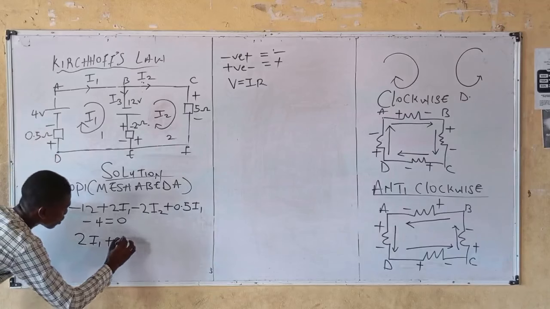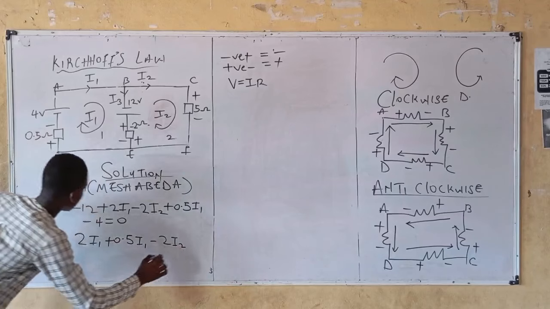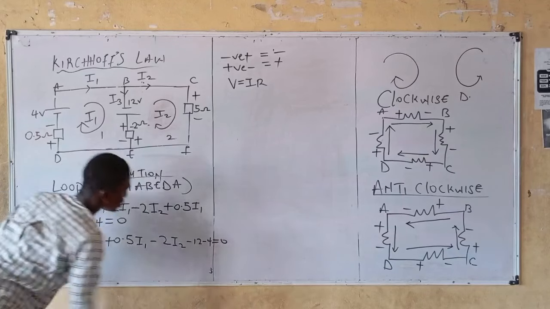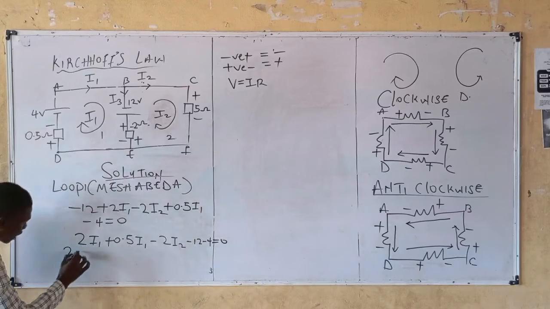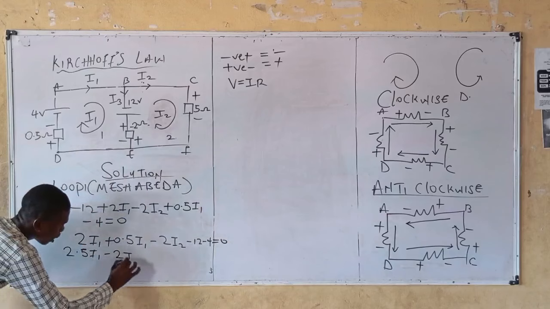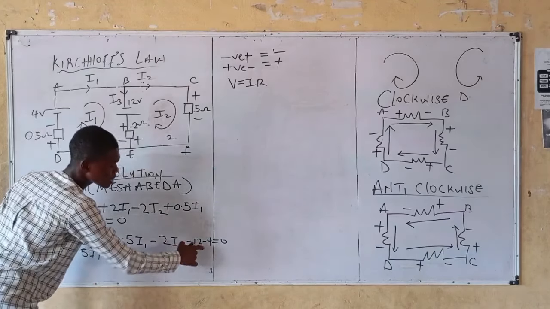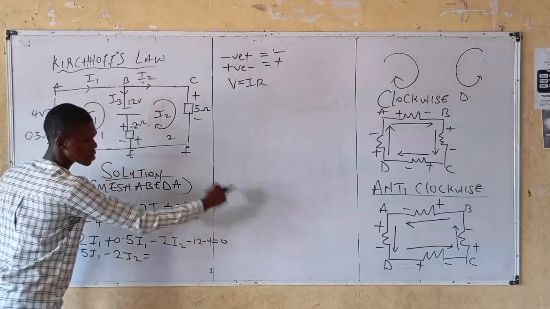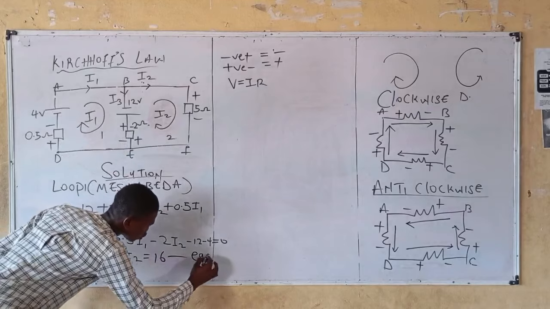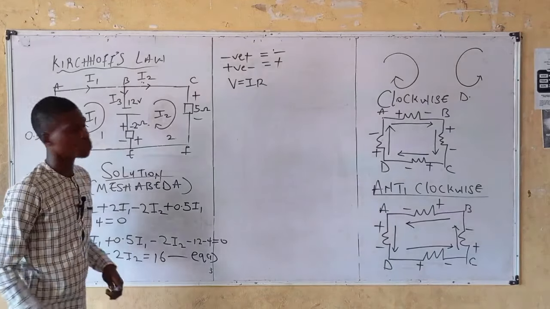2I1 plus 0.5 I1 minus 2I2 minus 12 minus 4 equals 0. From here, we have 2.5 I1 minus 2I2 equals to, this is minus 16. Of course, if minus 16 is going to the other side, you have positive 16. Call this equation 1. Moving on to the next loop.